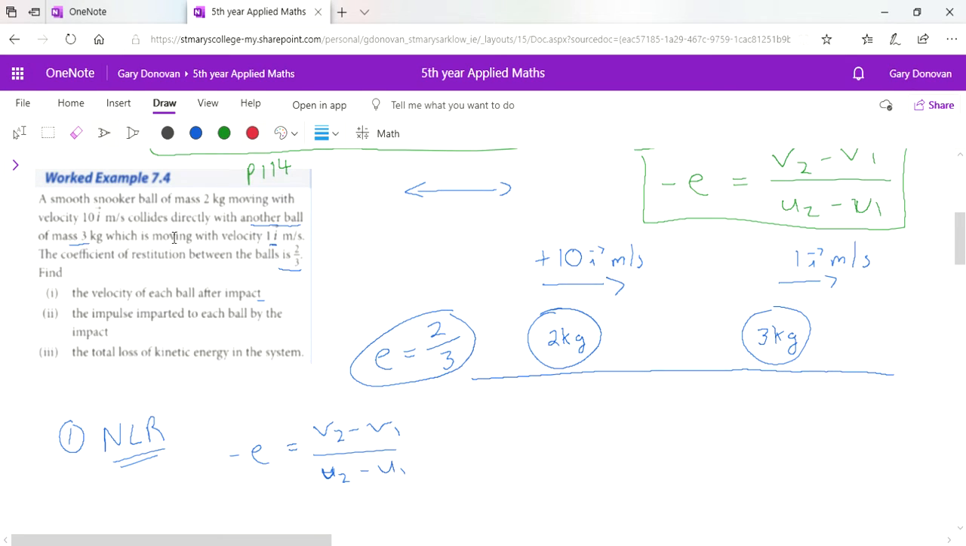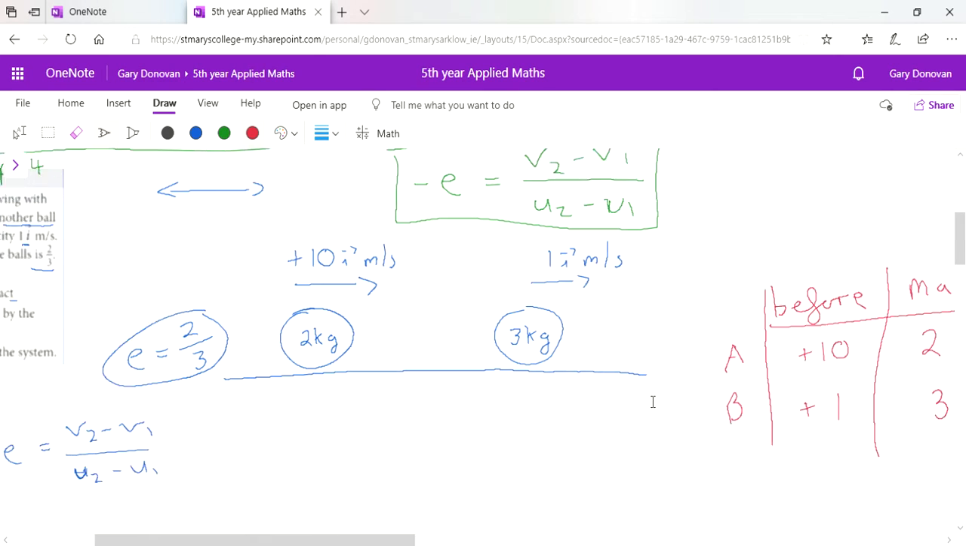Okay, so in the last video we looked at the introduction of collisions between two spheres, and we looked at the first part of Holden's worked example 7.4. So in this video I'm going to look at parts 2 and 3. So what did we find out in the last video? Well, we found out the final velocity of each sphere after impact.